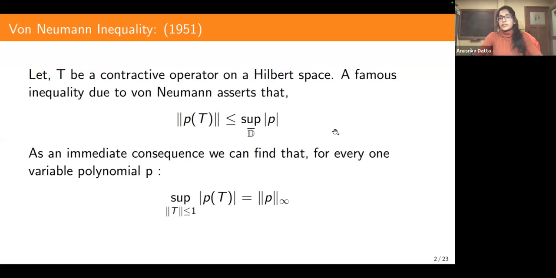As an immediate consequence, you can see that the right-hand side is the supremum norm, or you can say the L infinity norm. Now, the first thing that comes to our mind seeing this kind of inequality for a one variable polynomial is, can we generalize it? Do we have a similar inequality for multivariable polynomials or not? So before we jump into answering that question, first let me give some examples of why we are motivated to do that.